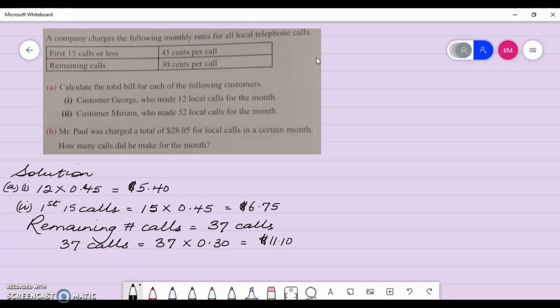So her total bill is going to be that $6.75 for the first 15 calls plus $11.10 for the remaining 37 calls, and that is going to give me $17.85.